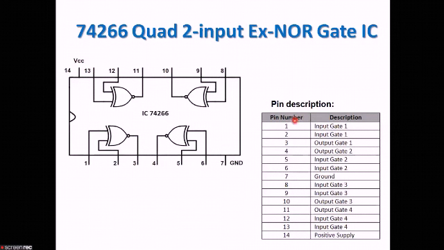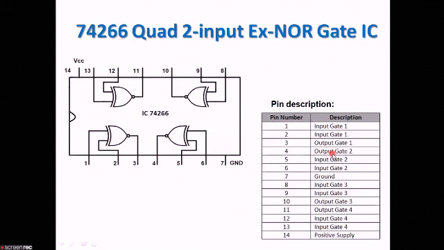74266 IC. So this is pin number 1. This pin number 1 and 2 are the inputs of gate number 1. So basically this is gate number 1. So 1 and 2 are the inputs and 3 is the output of gate number 1. Next, 5 and 6 are the inputs of gate number 2 and 4 is the output.